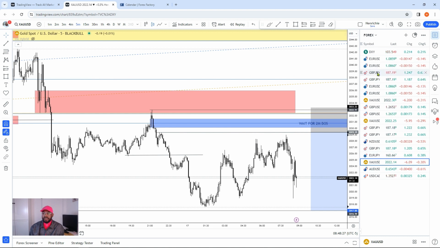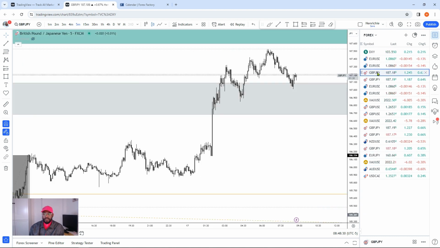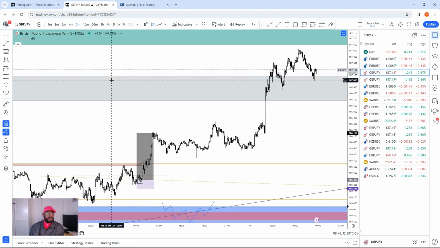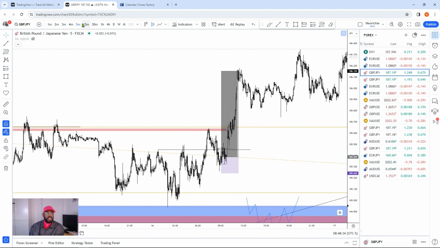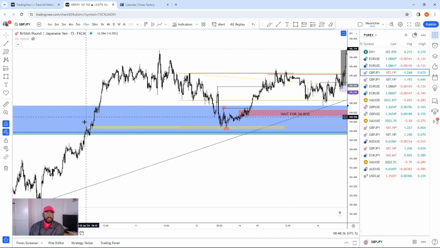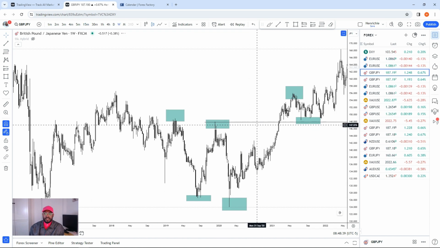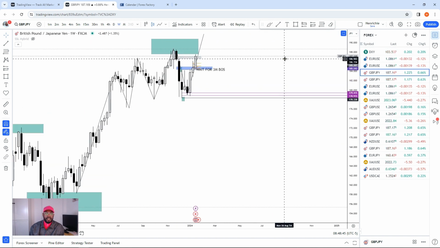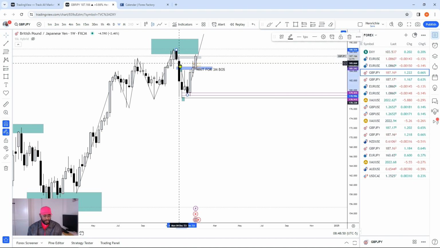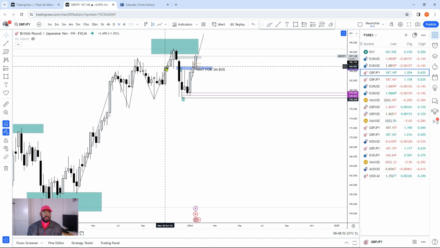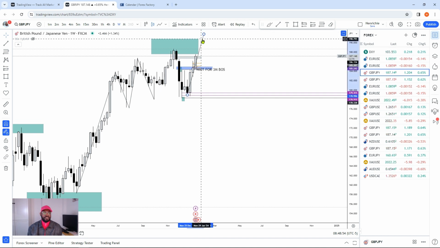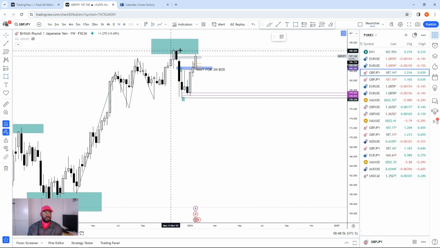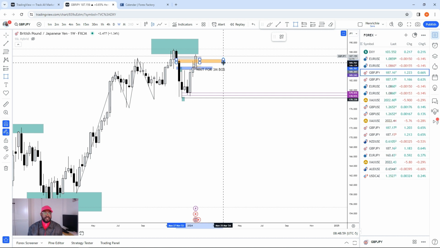So the next one we're going to look at is GBPJPY. So far on GBPJPY yesterday, after price came into this key level, let's go to the weekly time frame. So overall, GBPJPY is still showing us bullishness. And as you can see, GBPJPY still wants to gravitate to the upside. So we're not going to try to trade against the trend, but rather we'll focus on trading with the trend.